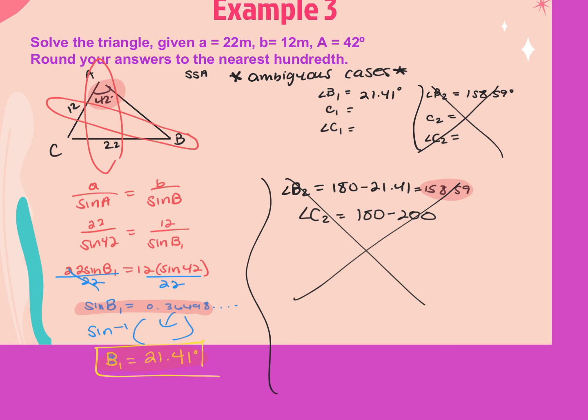So that's why the ambiguous cases only work with sides and angles. Correct. You're only given one angle and not two. Correct. Okay, now that answers all the questions. Good.